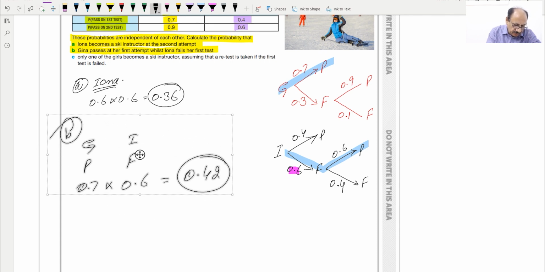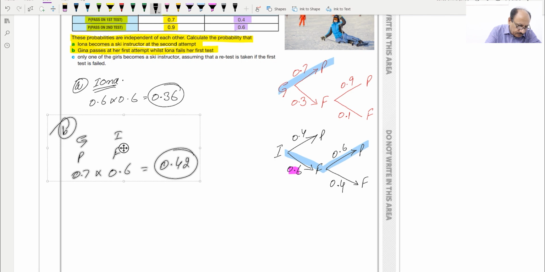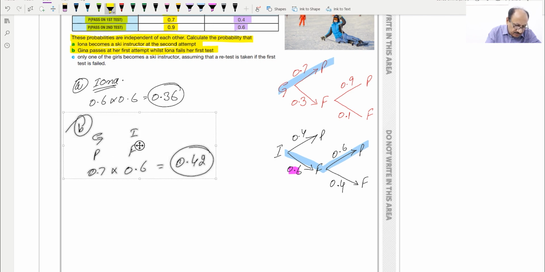Now we will go for the C part, which is a little tricky, and it says only one of the girls becomes a ski instructor, assuming that a retest is taken if the first test is failed. So what can the probabilities be? The first will be that Gina fails the first test but passes the second test, and Iona fails both tests.